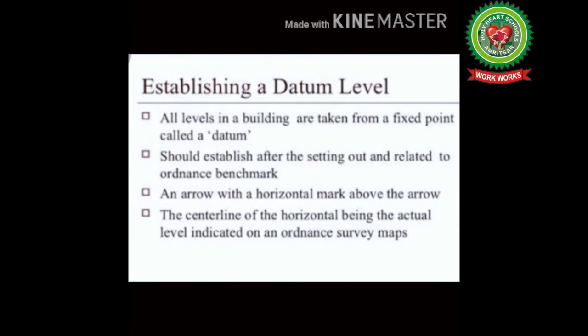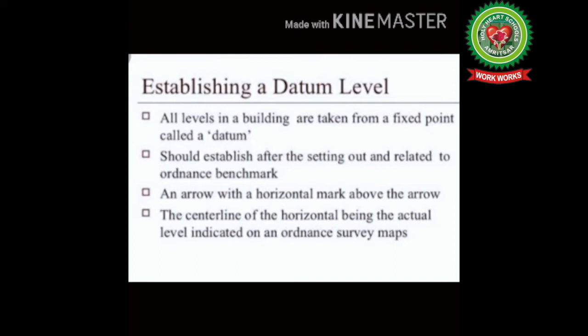Students, let's understand it more easily. All levels in a building are taken from a fixed point called a datum, established after the setting out and related to the Ordnance benchmark. Benchmark means the exact height of specific points on prominent and durable material objects like rocks or buildings in the field, recorded for the sake of permanent reference. On a map, a benchmark is indicated by BM, followed by the number giving the actual height of the mark above the mean sea level.